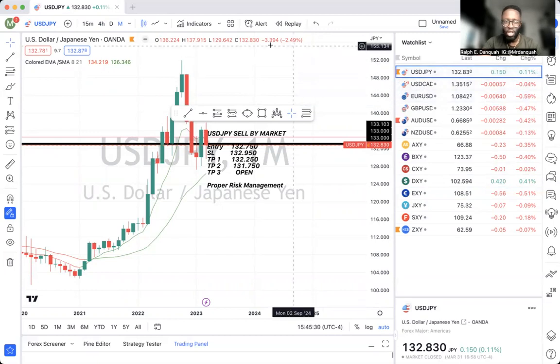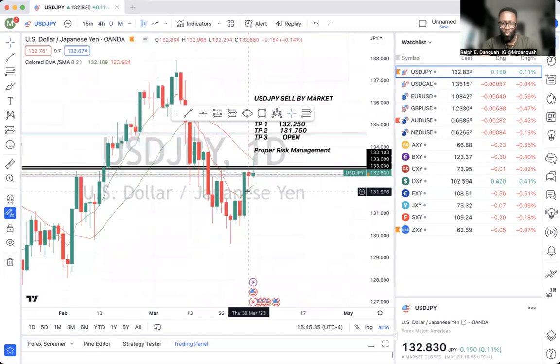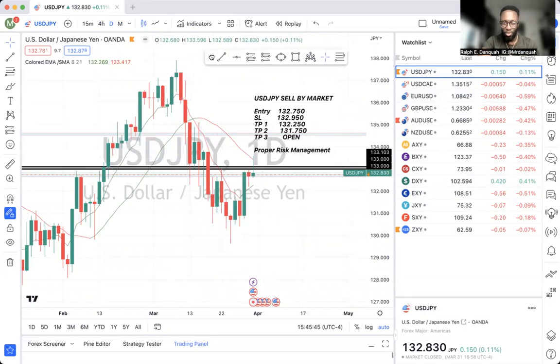So USDJPY, let's look at it. All right, let's look at it on the daily time frame, then go to 4 hour. Excuse me. Yeah, I don't know why I'm yawning so much, but we'll continue. I'm not gonna pause and start over.